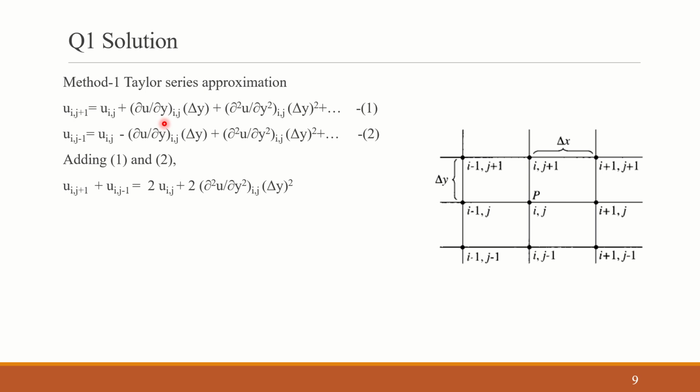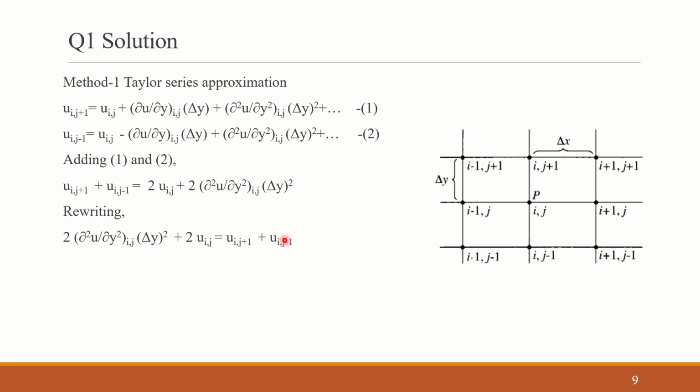So adding 1 and 2, we have u i comma j plus 1 plus u i comma j minus 1 equal to u i comma j plus u i comma j. We are getting 2 times u i comma j plus, these two terms get cancelled, and again these two add up: 2 times dou square u by dou y square at i comma j into delta y square. Now we are rearranging it, putting it that side and bringing those terms to this side. We have 2 times dou square u by dou y square at i comma j into delta y square plus 2 times u i comma j equal to u i comma j plus 1 plus u i comma j minus 1.